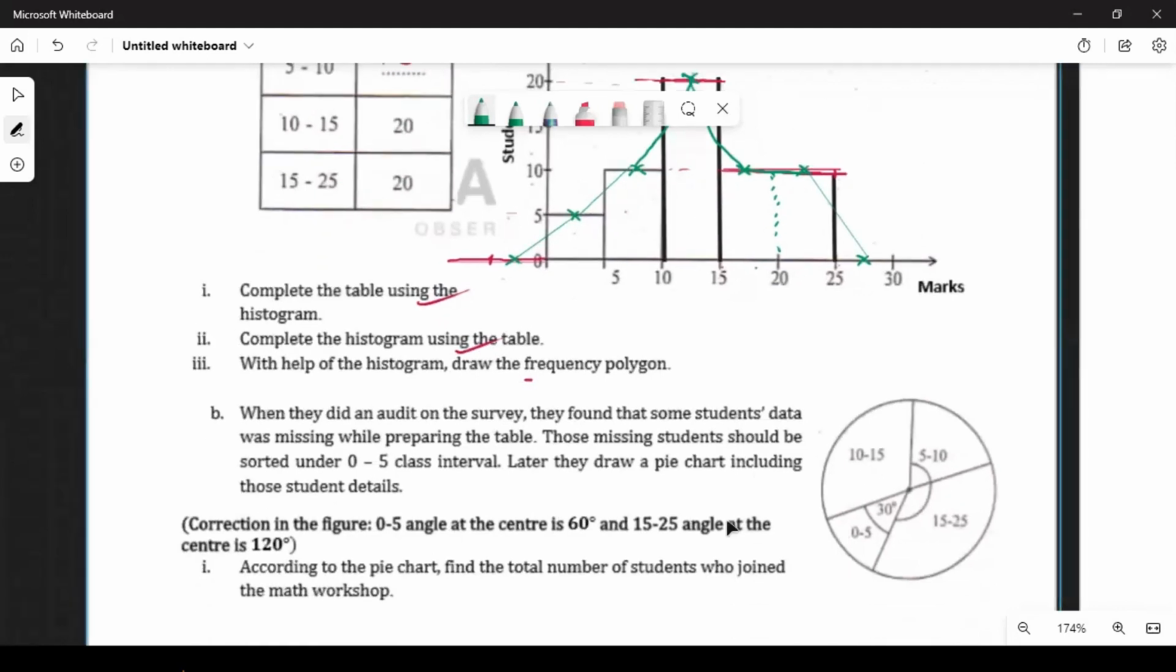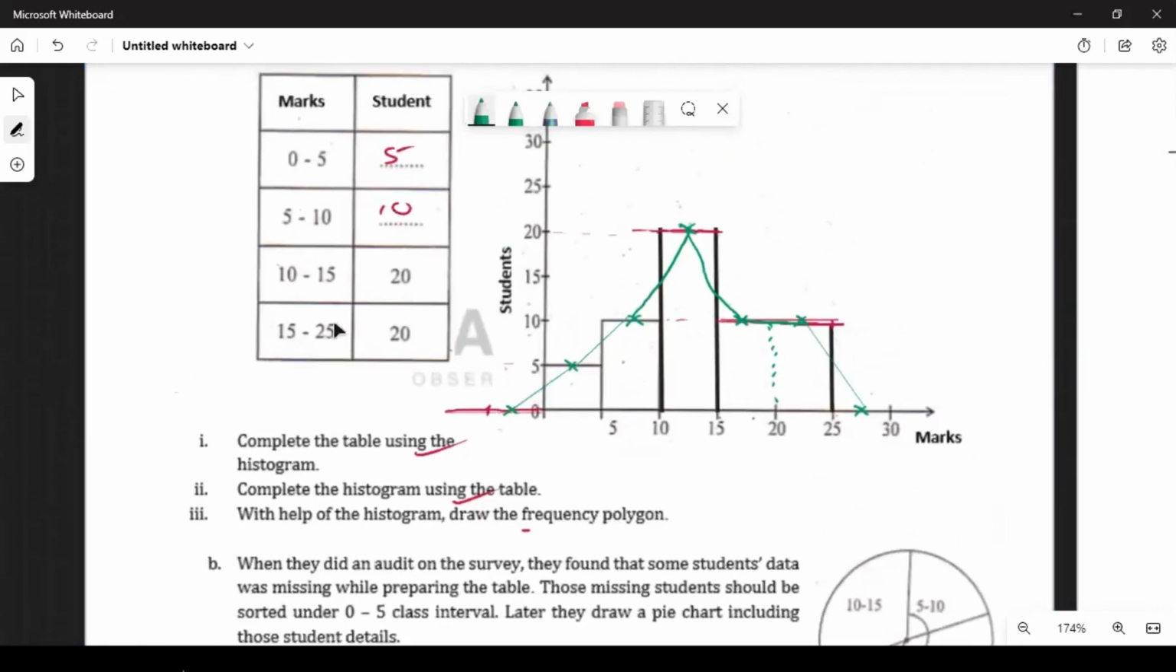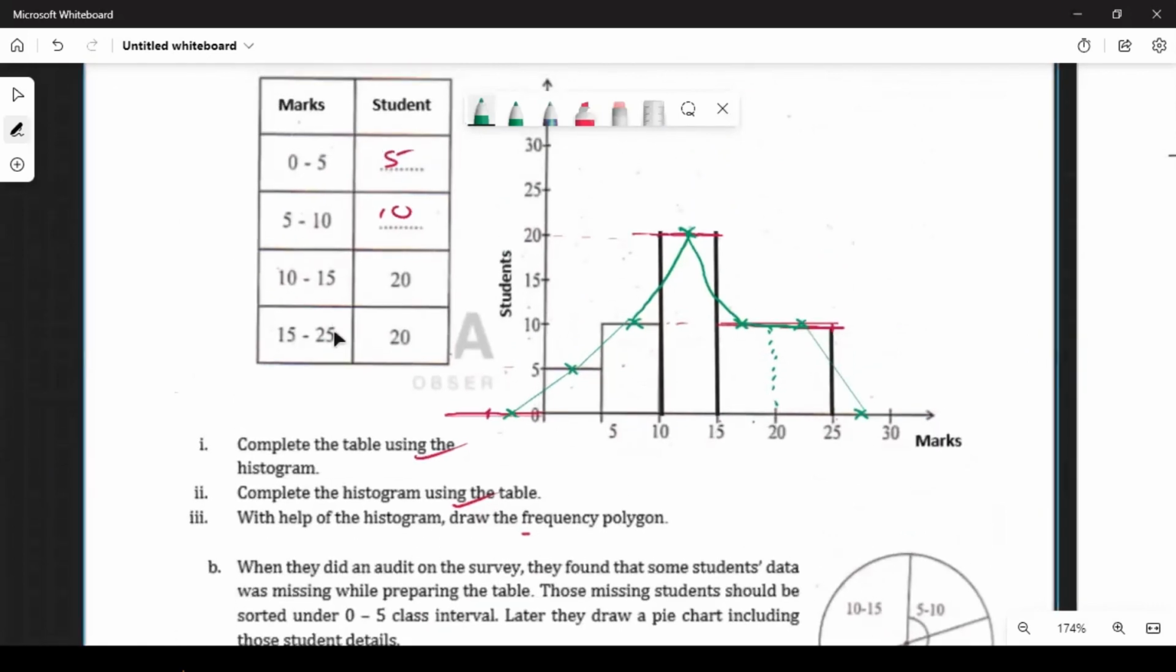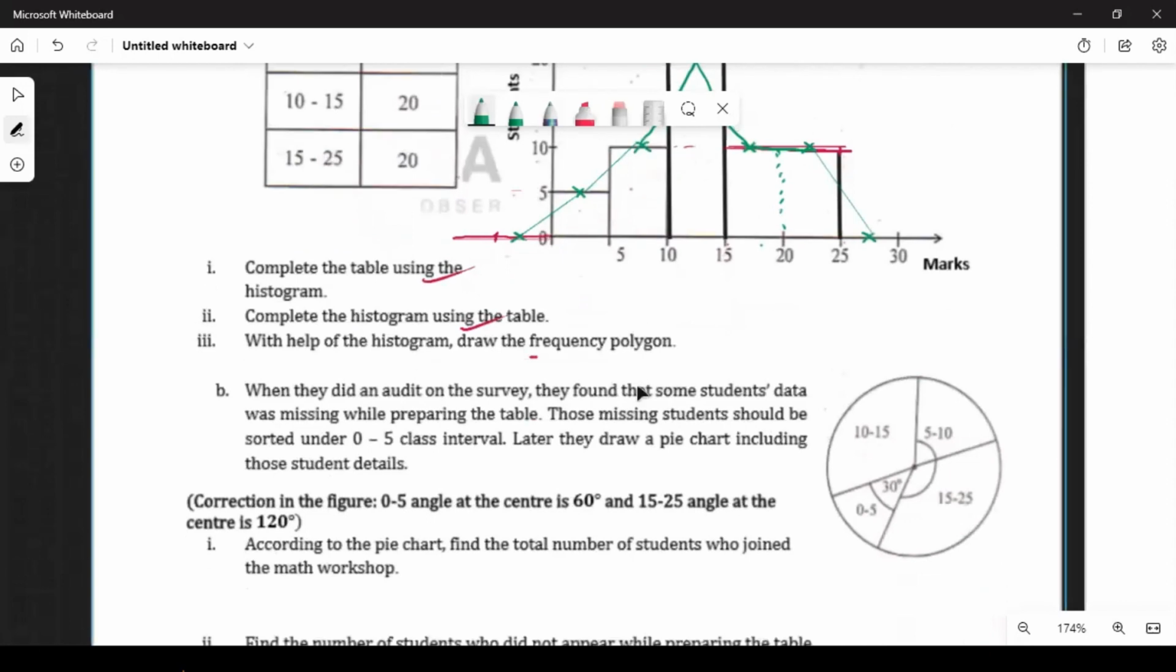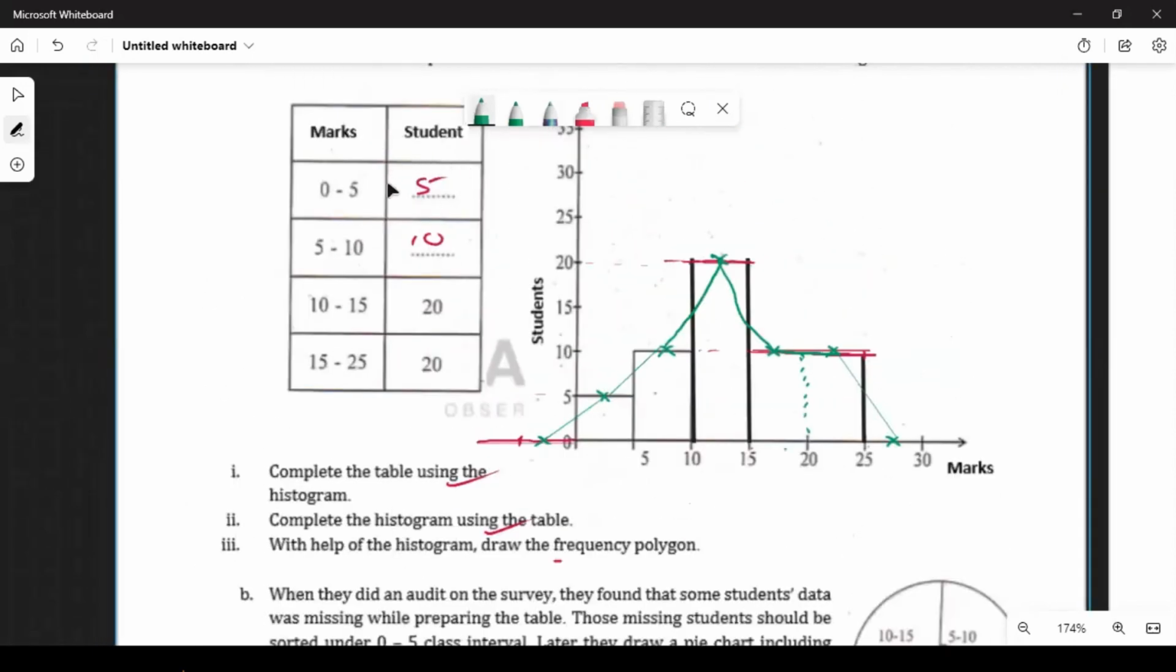The next question. They're saying, when they did an audit on the survey, they found that some students' data was missing while preparing the table. So when they prepared this table, there was a mistake. We don't know what that mistake is, and they have explained it here. Those missing students should be sorted under 0 to 5, which means the missed students must be in this class interval, which means it's not 5, it's a value greater than 5.